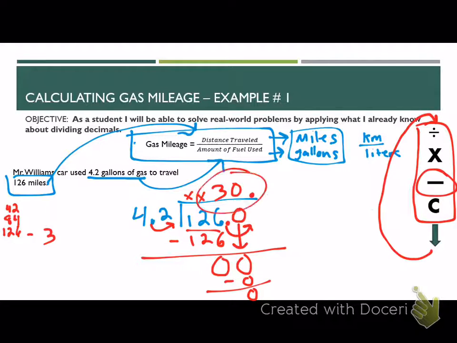Okay? Our answer is 30. So this particular car of Mr. Williams gets 30, but we need a label. Well, it gets 30 miles per gallon. And that's how we would write these answers. Okay? 30 miles per gallon. And don't forget to circle it. Okay? That's example number 1. We're going to show you another one.